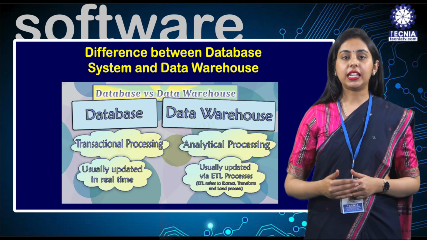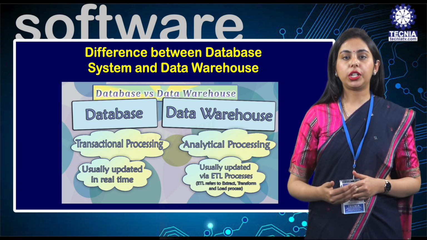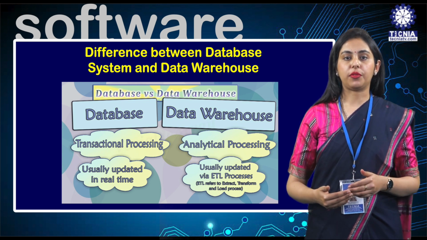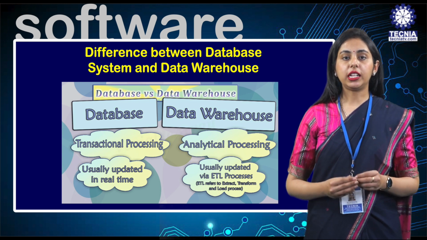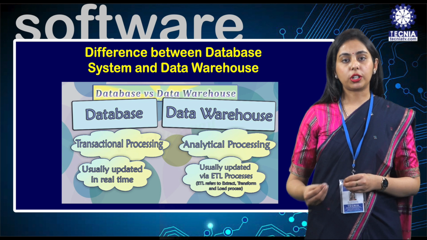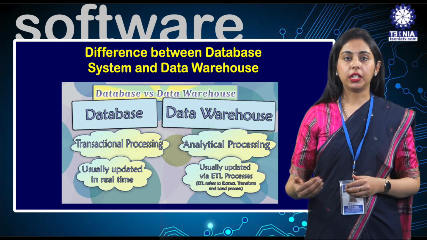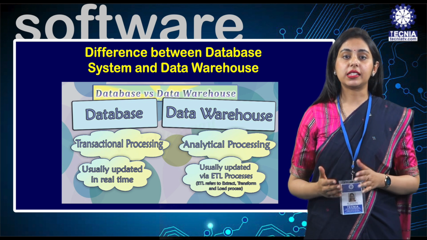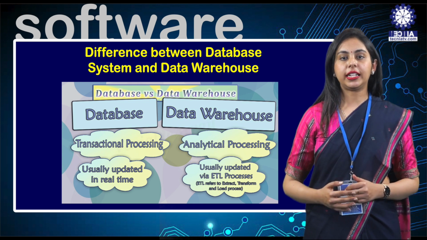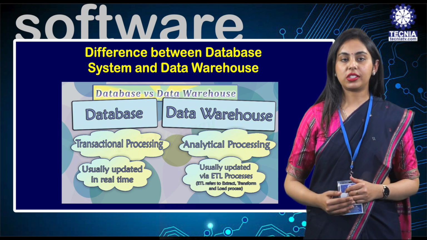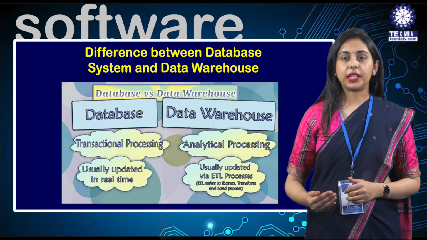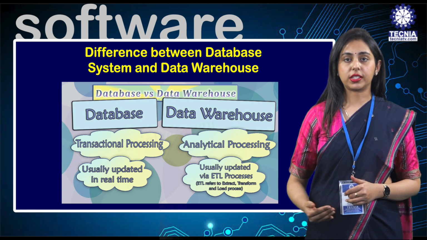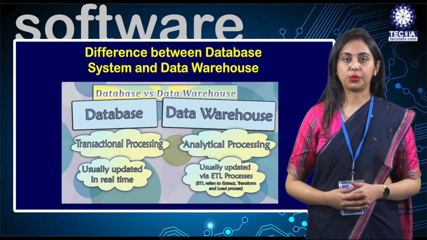Data structure. In DBMS, we have normalized tables to reduce redundancy. In a data warehouse, we have denormalized schema to improve the query performance. The query type. In DBMS, we run simple queries, CRUD operations, which we also call create, read, update, delete. In a data warehouse, we have complex queries for trend analysis, aggregation, and reporting. Data source. For DBMS or the operation systems, such as ERP, CRM, banking apps, while for the data warehouse, there are multiple heterogeneous sources including databases, logs, and external sources.